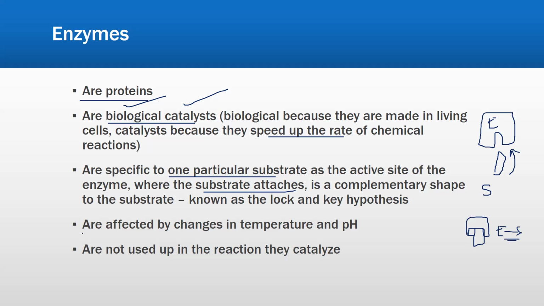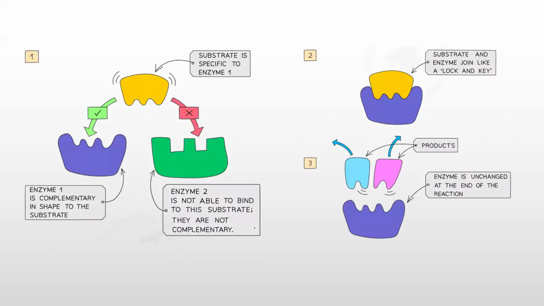Now, enzymes are affected by changes in temperature and pH as well. And also, you should know they can be reused at the end of the reaction. They are not used up in the reaction, they catalyze and can be reused over and over again. Here you can see this substrate is specific only to enzyme number 1. It cannot fit in enzyme number 2 because the shape can't fit over here. So enzyme 1 is complementary in shape to the substrate and enzyme 2 is not able to bind to this substrate because they are not complementary.